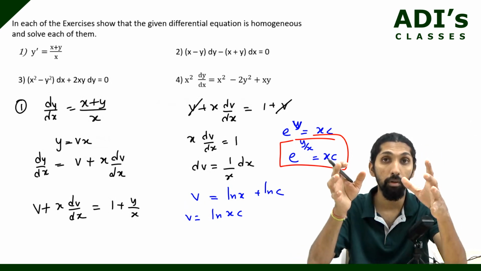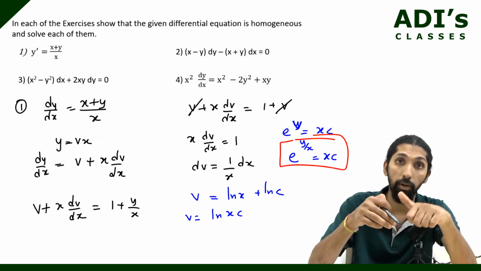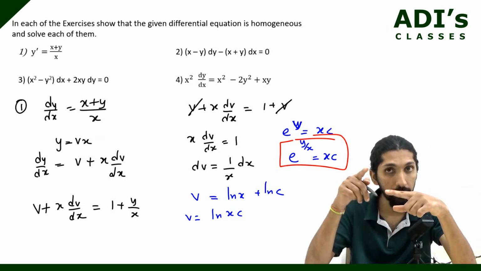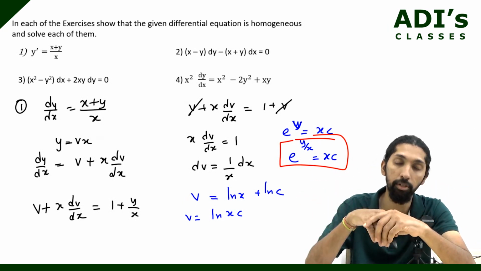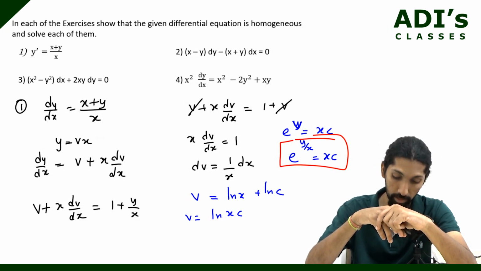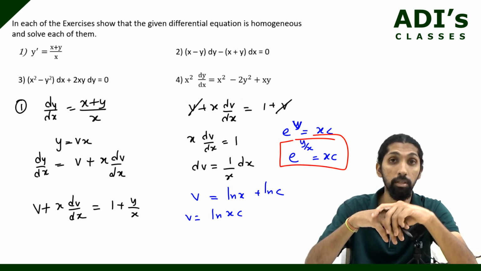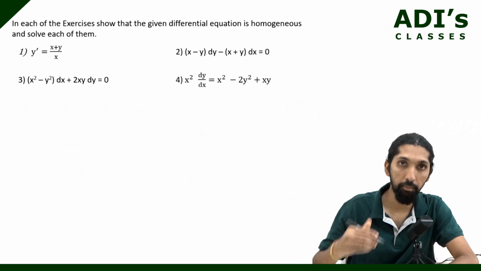So what did we do? First, we proved that it's a homogeneous differential equation. From that, we calculated the answer for that particular differential equation. Make sense? So this is how you are going to solve the first one. Now let's go and solve the second one. See the second problem now.